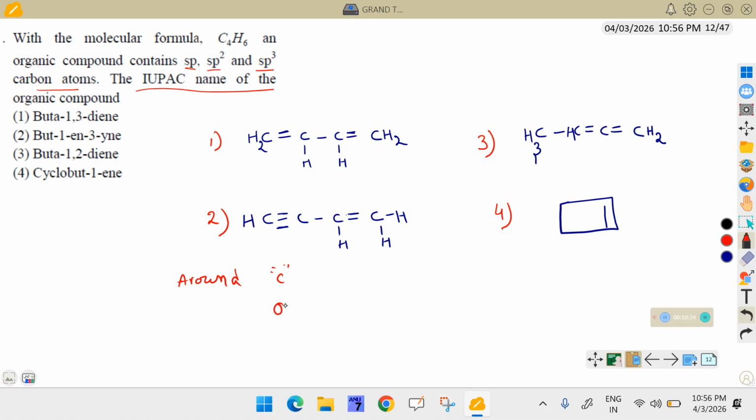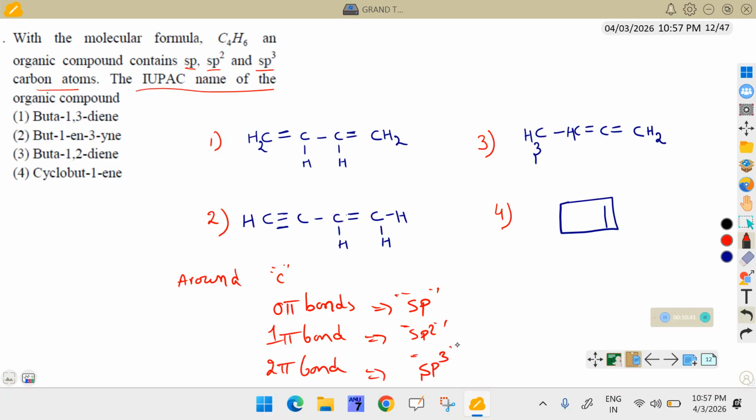We know that around a carbon atom, 0 pi bonds are present, then the carbon undergoes sp3 hybridization. 1 pi bond is present, carbon atom undergoes sp2 hybridization. 2 pi bonds are present, then carbon atom undergoes sp hybridization. Now you can check: around this carbon 1 pi bond, sp2. Around this carbon 2 pi bonds, sp. Around this carbon 1 pi bond, sp2. Around this carbon 0 pi bonds, sp3. So the correct option is third option.